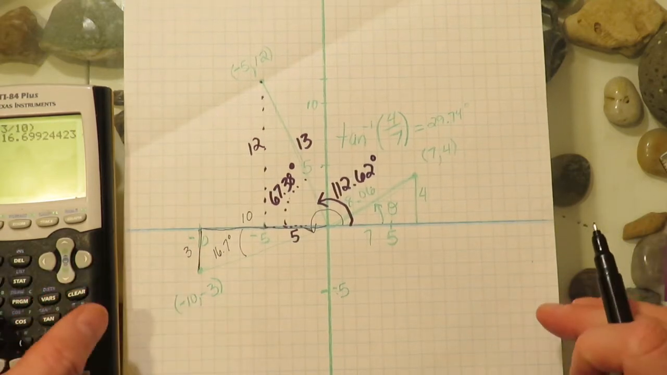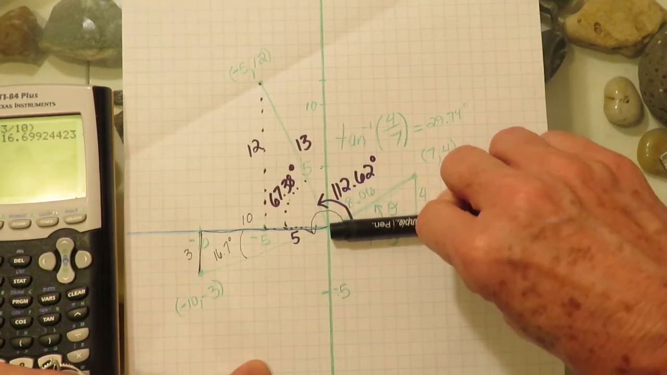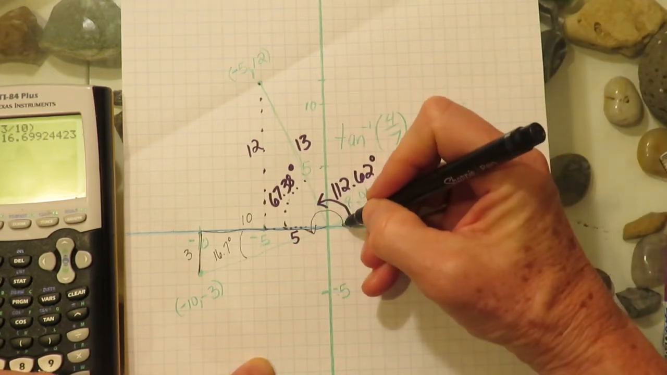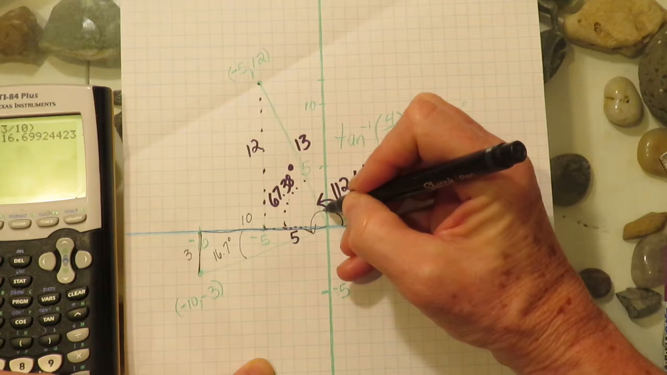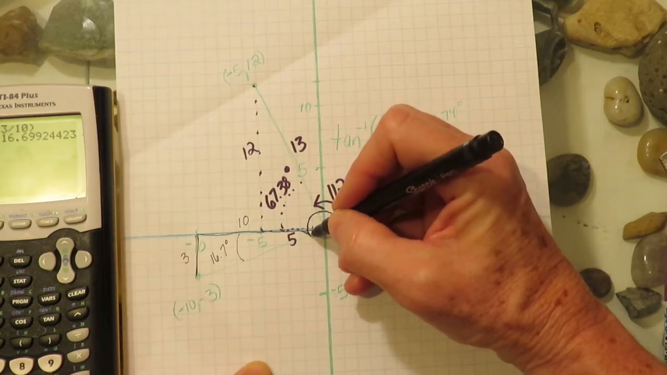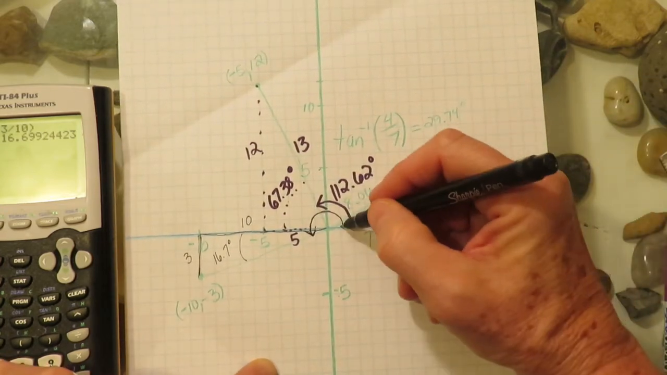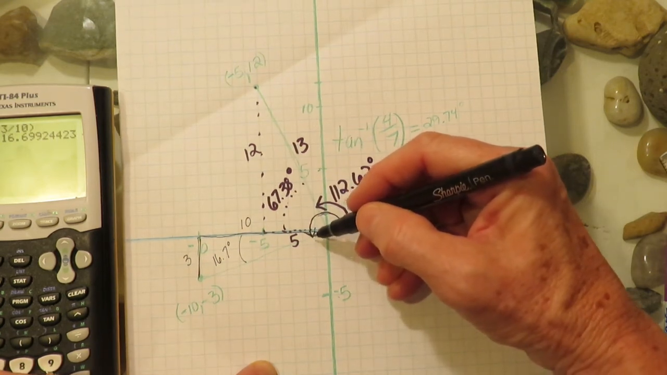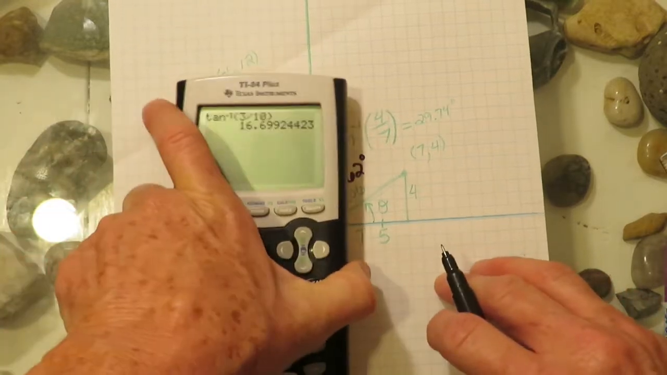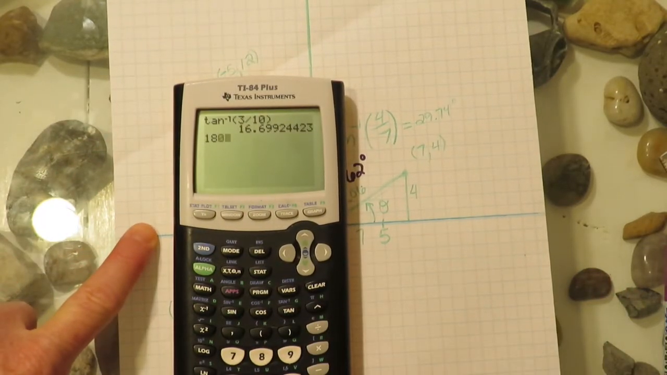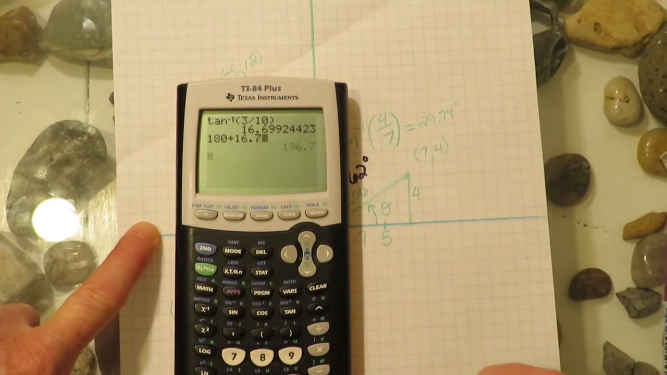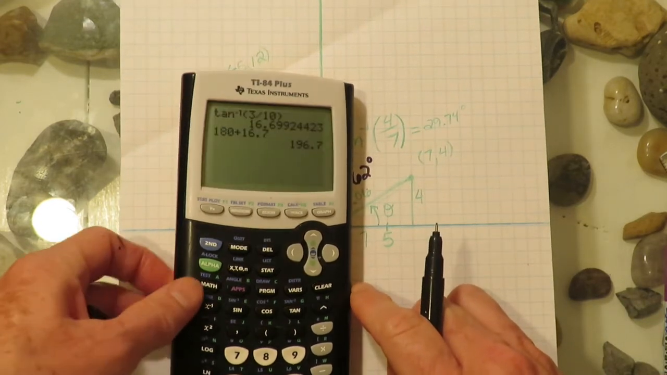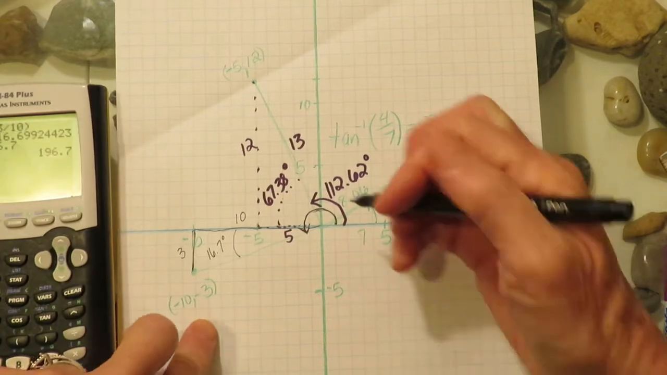Now, I'm not going to rotate 16.7 degrees from here, because once again, that would land me in quadrant 1. I want to rotate all the way through quadrant 1, all the way through quadrant 2 into quadrant 3. So a half circle, 180, plus the 16.7 is the angle that I really want. So 180 plus 16.7 gives me 196.7 is the angle that we would rotate to land at that point.